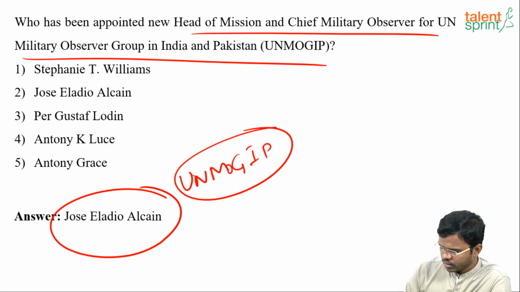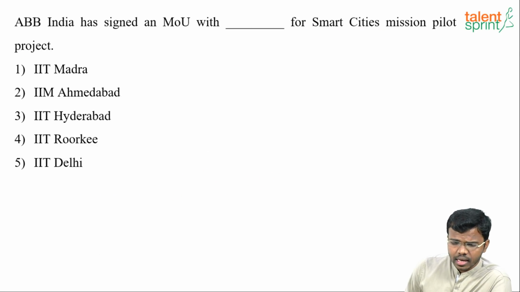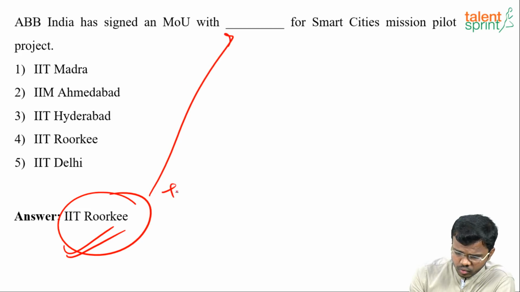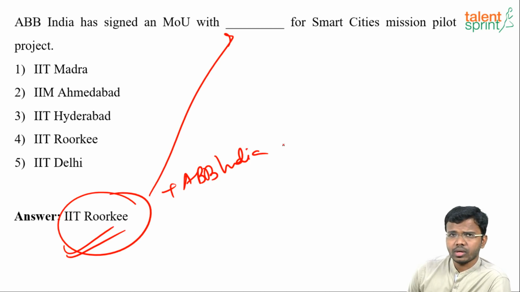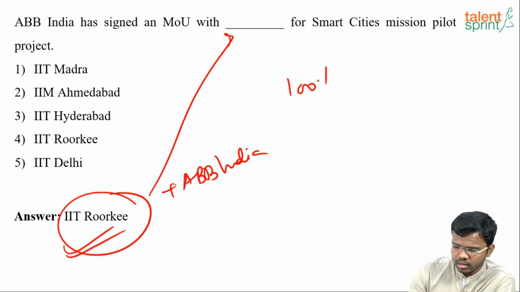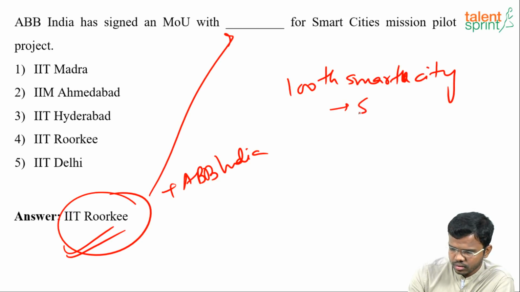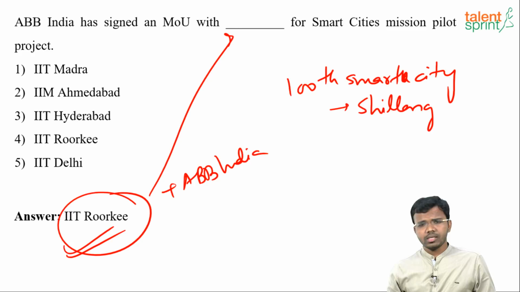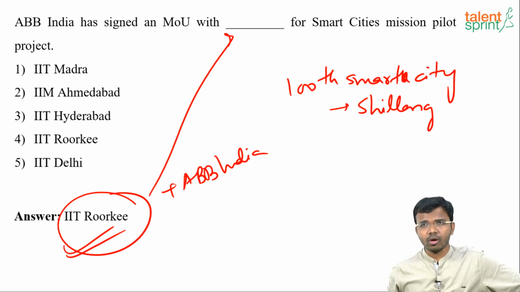Next. ABB India has signed an MOU with which of the following for the Smart Cities Mission Pilot Project? Yes, it has signed with IIT Roorkee. IIT Roorkee is the right answer. So, ABB India for smart cities. Recently, the 100th smart city was selected as Shillong. This is in current affairs. The Union government wants to develop 100 smart cities, and recently the 100th smart city selected was Shillong.